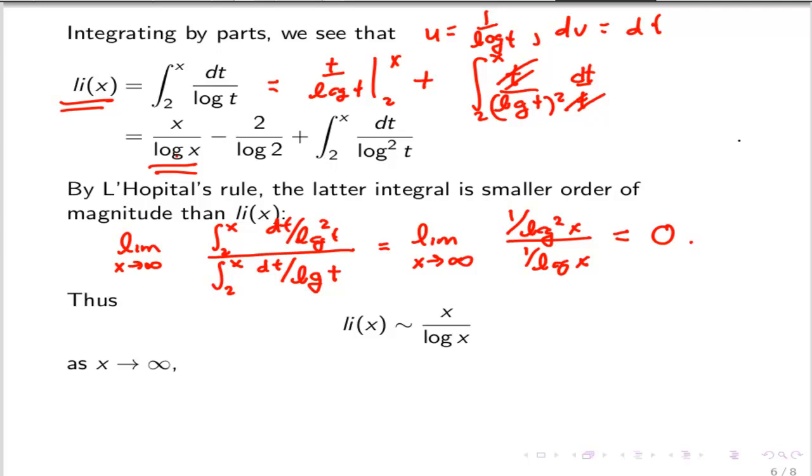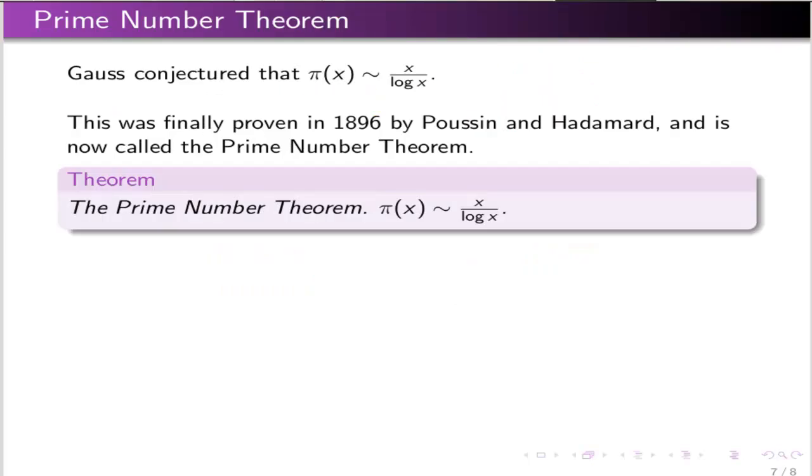And we express that in the following manner. The logarithmic integral is asymptotic to x over log x as x goes to infinity. And since Gauss had observed that the logarithmic integral is a very good approximation to pi of x, we get the following result, which for Gauss was a conjecture. So Gauss conjectured that the number of primes up to x is asymptotic to x divided by the natural logarithm of x.